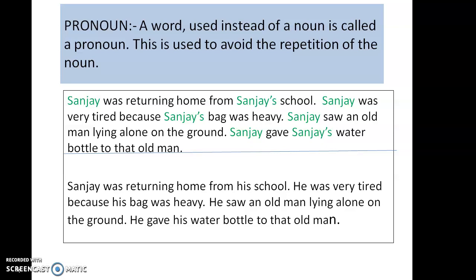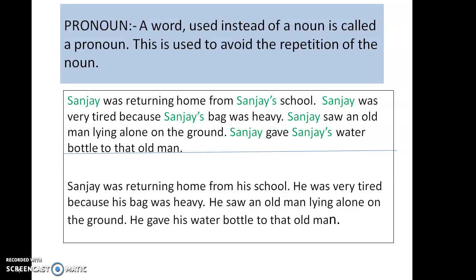देखो. Sanjay was returning home from Sanjay's school. Sanjay was very tired because Sanjay's bag was heavy. Sanjay saw an old man lying alone on the ground. Sanjay gave Sanjay's water bottle to that old man. Oh my God. There are too many Sanjays. Every time we have to repeat the noun. जो भी हमारा noun है हम बार बार repeat कर रहे हैं.